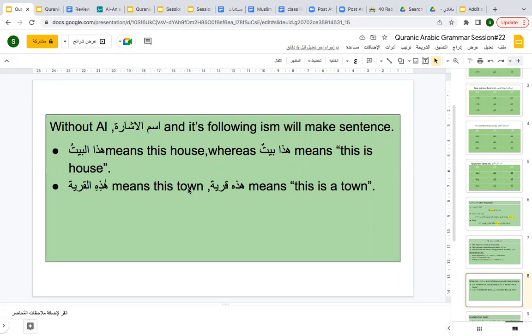This town, right? Now I remove this al from the word. I am removing this al. So how will I translate it? I will translate it as this is a town, and this is going to be translated in the form of a sentence, right? You all can understand this, I hope. Alhamdulillah.